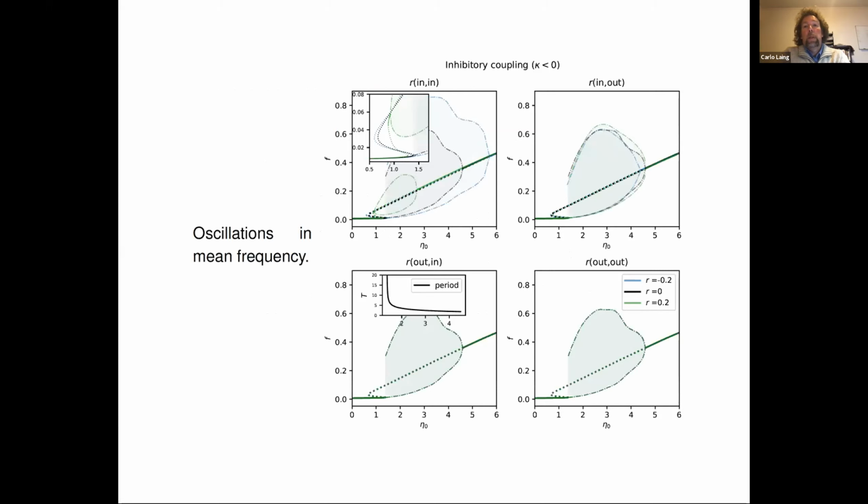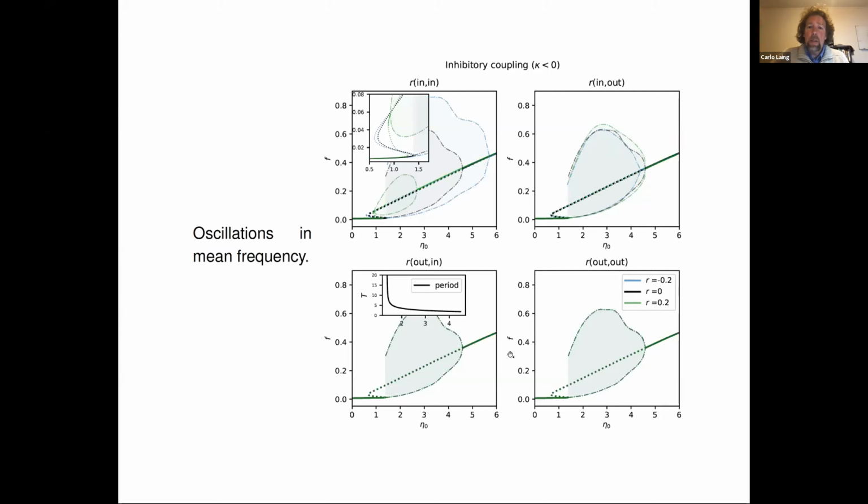For inhibitory coupling, so that's a negative feedback, if you like, what we see is oscillations in the mean frequency. So the overall network fluctuates periodically in time. We've got Hopf bifurcations. If you look at this one up here, we've got steady state here, and then Hopf bifurcation. This is the maximum and the minimum of the average frequency over one oscillation cycle.